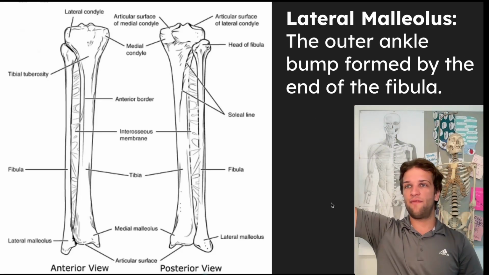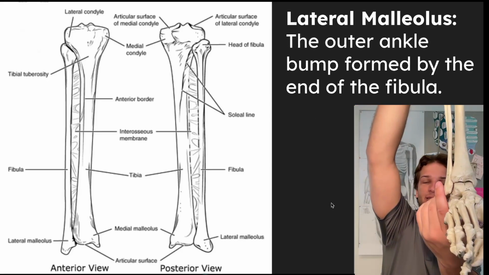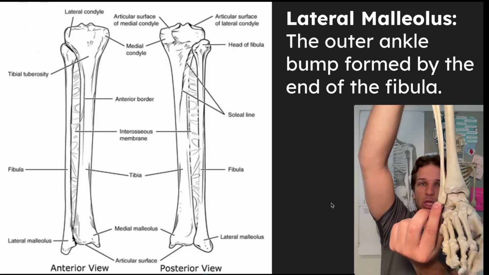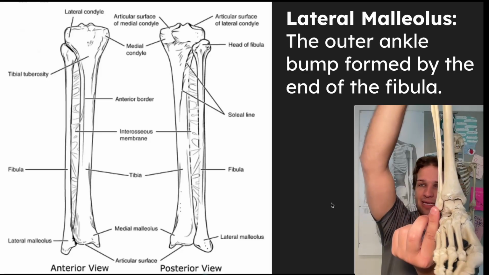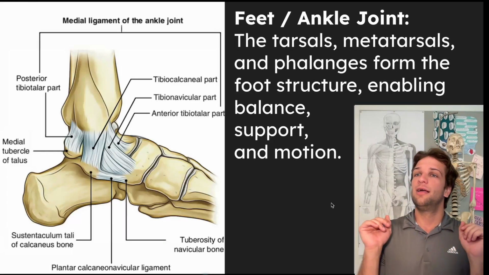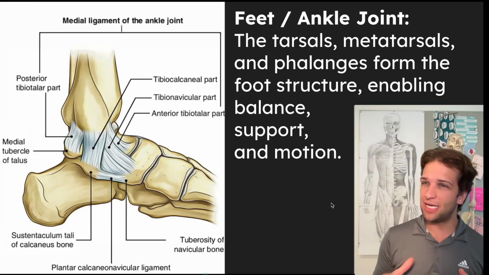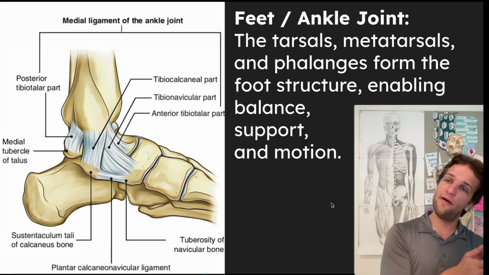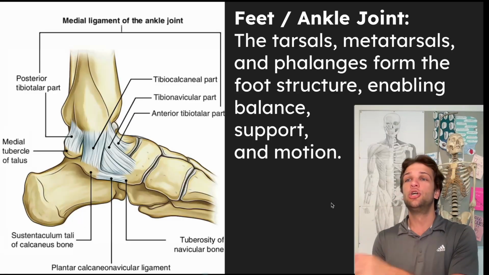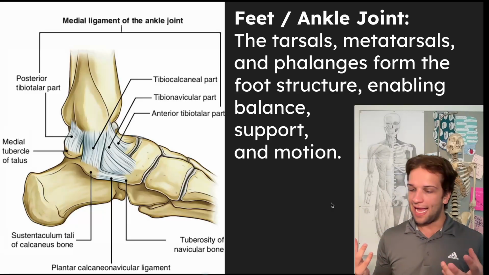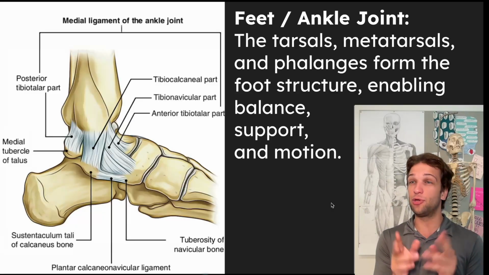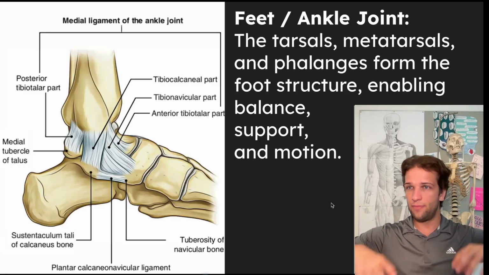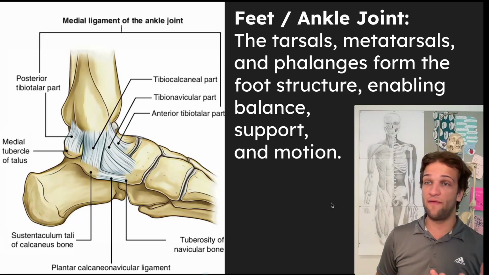And we have the lateral malleolus. So when you feel the outer bit of your ankle, you're actually feeling the lower part, the lateral malleolus of the fibula. Lastly, we're going to talk about the last joint that we care about, which is the connection of the tibia and fibula to the actual ankle. For this, we're going to talk about two specific tarsal bones, the tarsals in general, and then we're going to talk about the other bones of the foot.